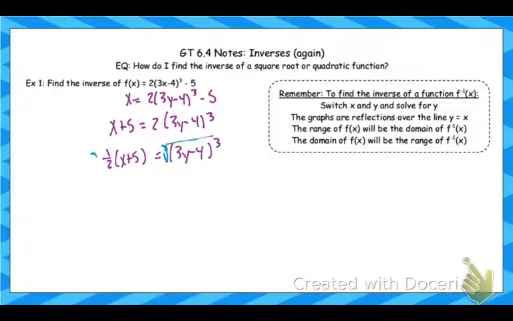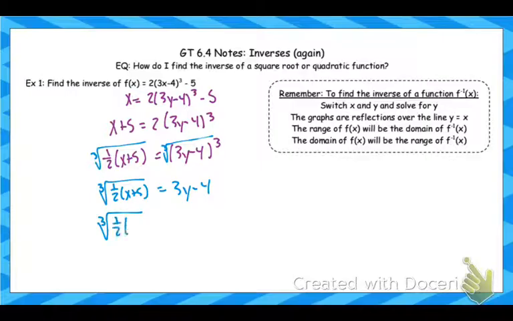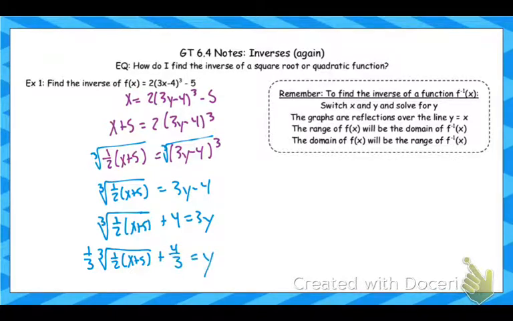All right, so now at this point, my next step to get rid of that cubed would be to cube root. So I end up with the cube root of 1/2 x plus 5 is equal to 3y minus 4. I can add 4 to both sides. And I can divide everything by 3. And again, instead of writing it over 3, which you could do and it's not wrong, I'm going to write it as 1/3 times this, because that's just the format we're used to seeing for transformations. Now again, I also apply that 1/3 to the 4 and make that 4/3.